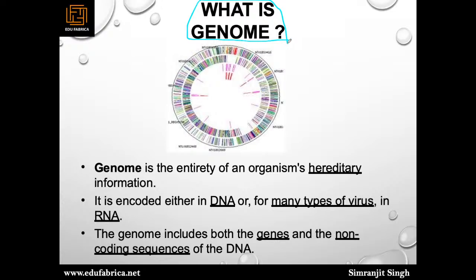What is a genome? So the genome is an organism's entire hereditary information. It is coded either in DNA or, for many types of viruses, in RNA. So the genome includes genes and non-coding sequences. In the human genome, 98% is non-coding. We don't know the reason why 98% is there, but only 2% of the whole genome of our body codes for protein. They are the ones which are coding for the protein.